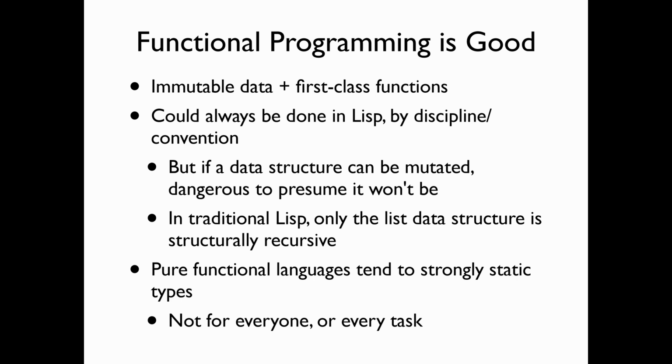Also in Lisp, only the list, the cons cell, is structurally recursive. Hash tables, for instance, are not, and vectors are not. The data structures in Clojure are all structurally recursive, including the hash tables, which is kind of weird, but true. I'll talk more about those later.